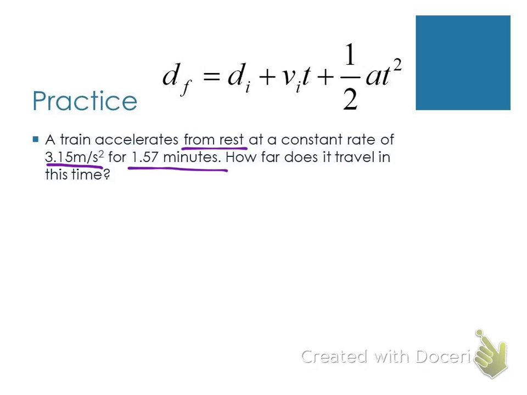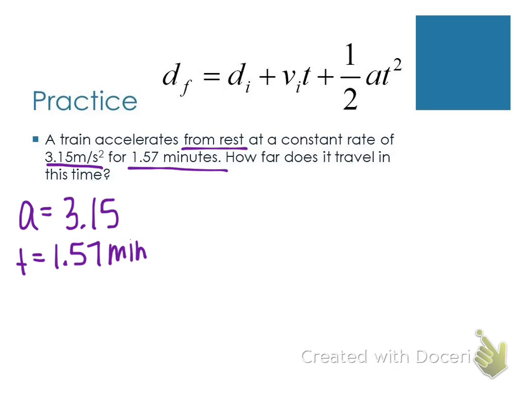Sydney, can you give me one of our variables here? Doesn't matter which one. Acceleration, 3.15. Okay, good. Michaela, can you give me another variable? Time is 1.57 minutes. Good. And can we keep it in minutes? No. So what do we need to convert to? Seconds. So how do we convert from minutes to seconds? Multiply by 60. Okay, so let's go ahead and do that.